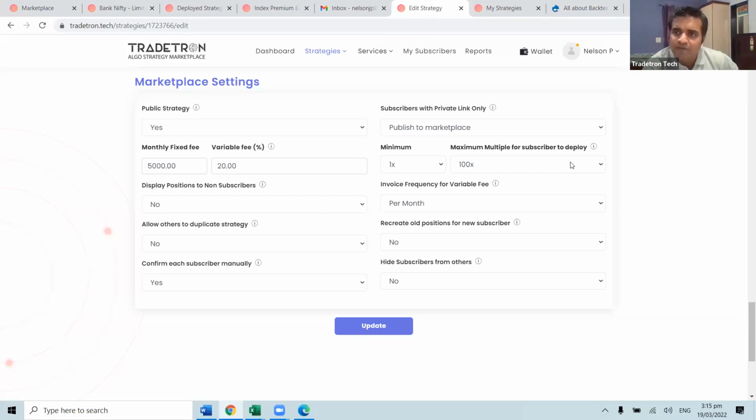Everyone's is different. So if someone has generated 2,000 rupees as profit, his invoice will be generated on 2000 only. If due to slippage, someone else has generated just 1500 profit and not 2000, then for him, the invoice will be generated on 1500 profit. Okay, sir. It's based on the actual profit that the strategy user has generated.